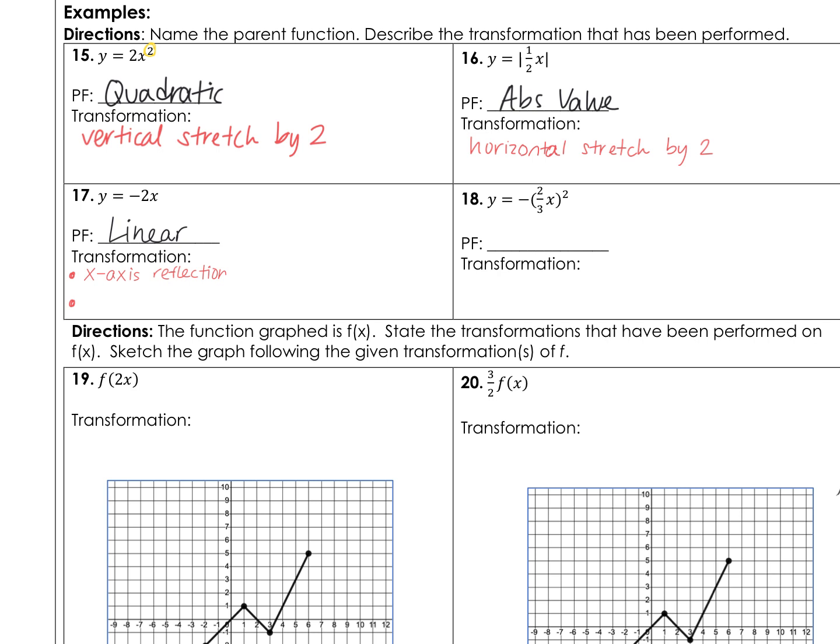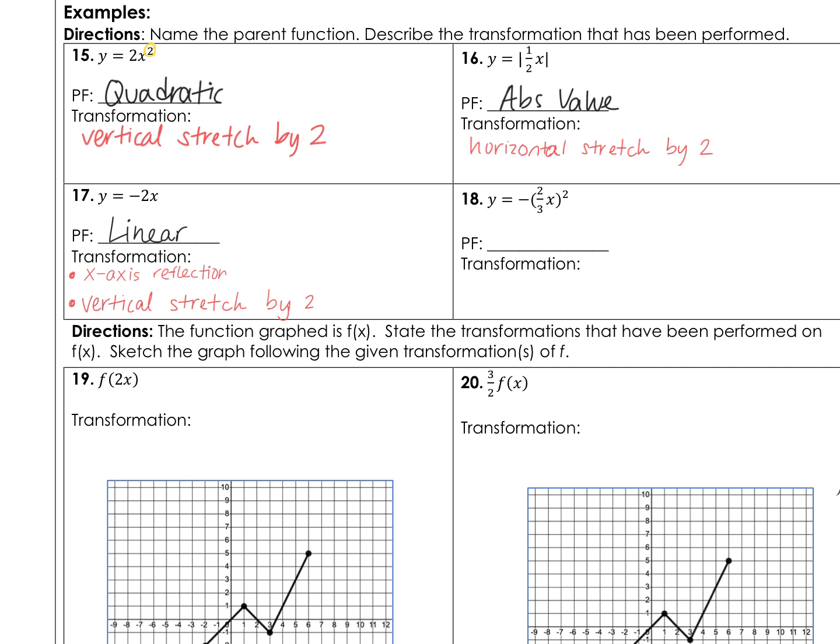That will determine if it's a stretch or shrink. Is it vertical or horizontal? It's vertical because it's outside the expression. It's not in parentheses or bars or anything. It's 2, bigger than 1, so it's a stretch. And since it's outside, it does what you think: vertical stretch by 2. Nothing weird here. It's getting taller, steeper, its slope.